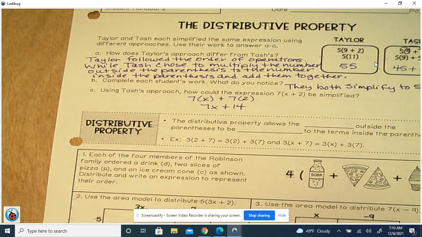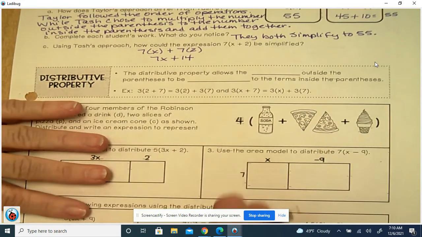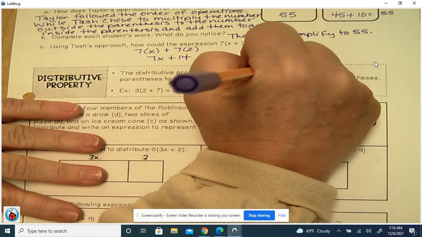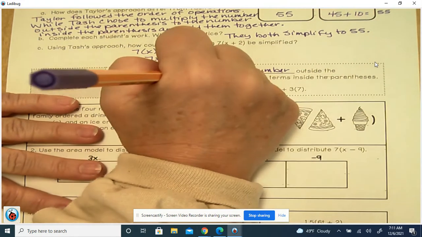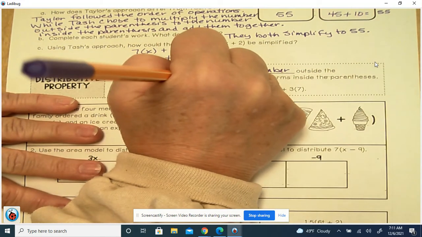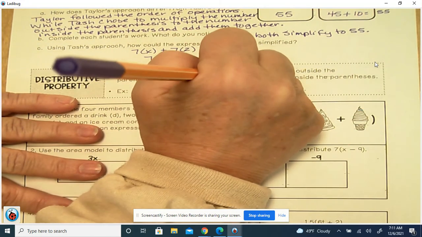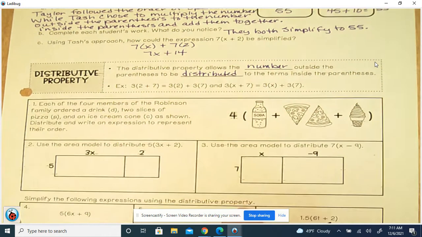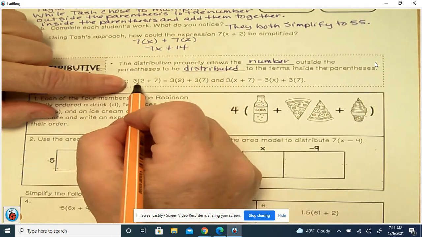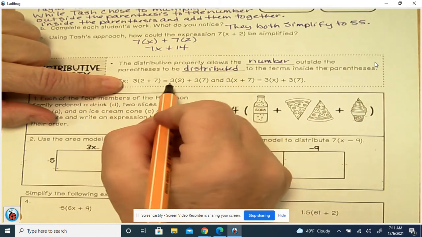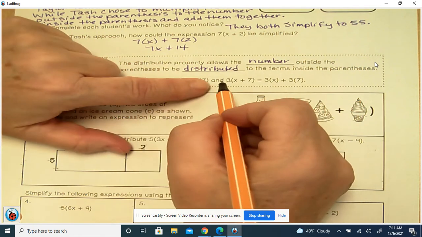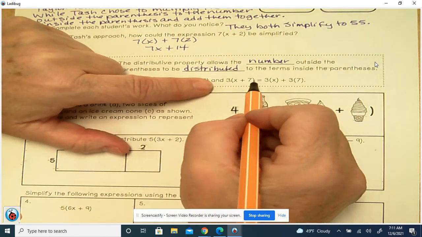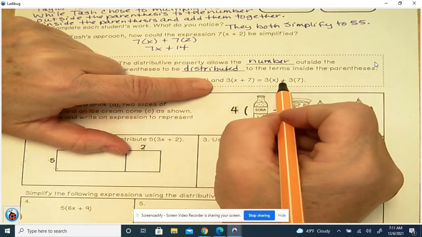Distributive property. The distributive property allows the number outside the parentheses to be distributed to the terms inside the parentheses. Example, 3 times (2 plus 7) equals 3 times 2 plus 3 times 7. And then 3 times (x plus 7) gives you 3 times x plus 3 times 7.